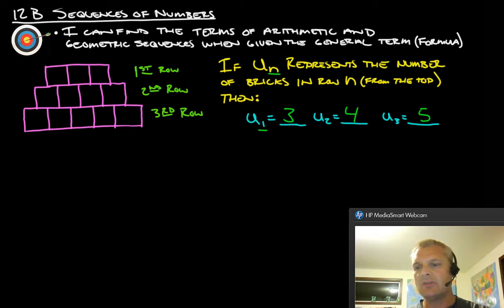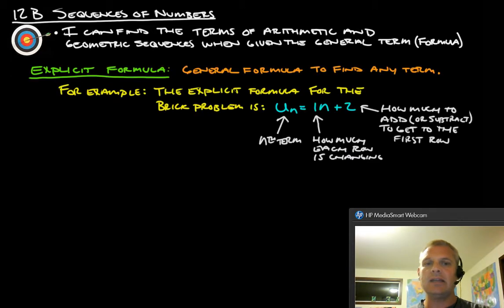Okay. So let's take a look at an example, and we'll take a look at an example in a minute, I guess. First off, the explicit formula. So this is the general formula to find any term in that sequence. For example, the explicit formula for the brick problem is u sub n. That's what we call the nth term. And then each row is increasing by 1, so that's 1 times n. And then 2 is how much you have to add or subtract to get the first row.